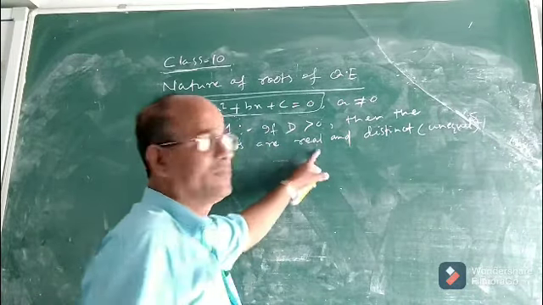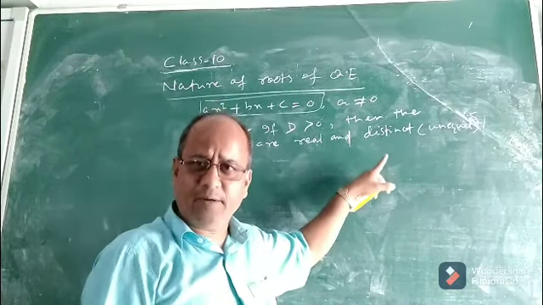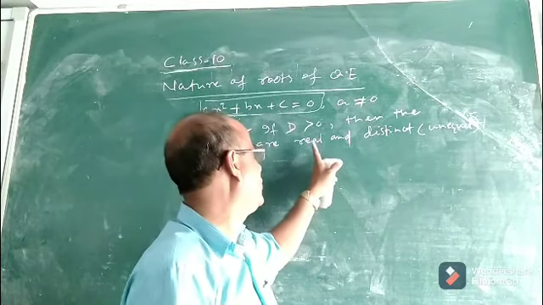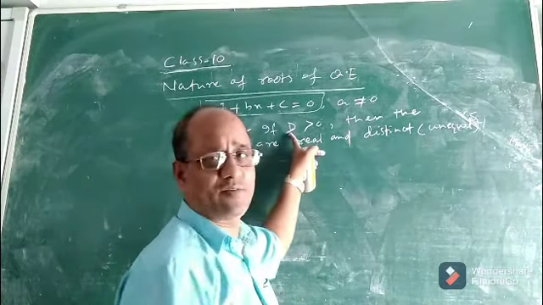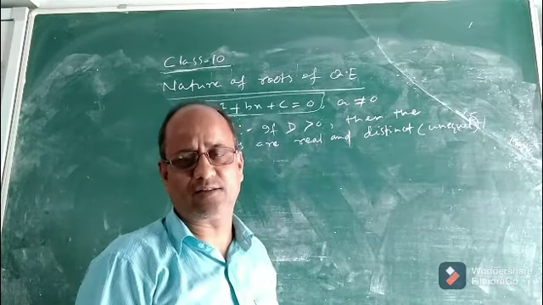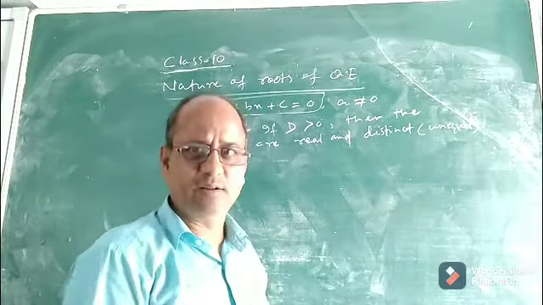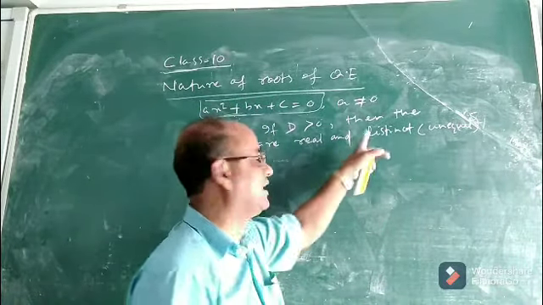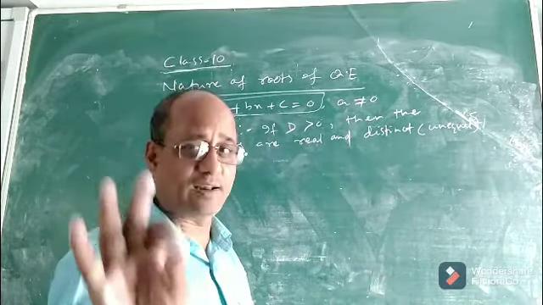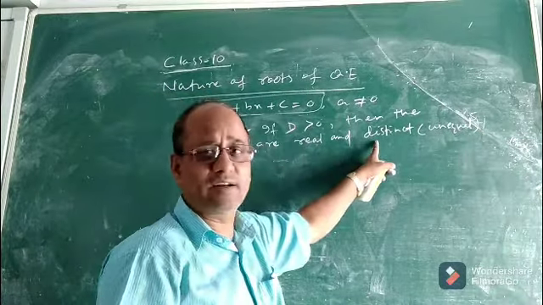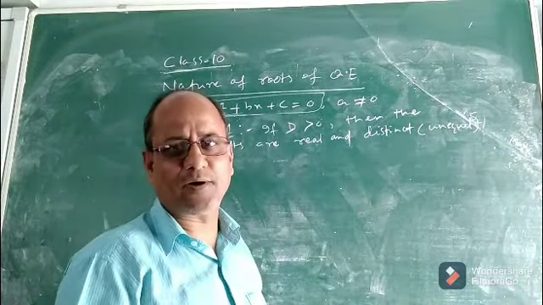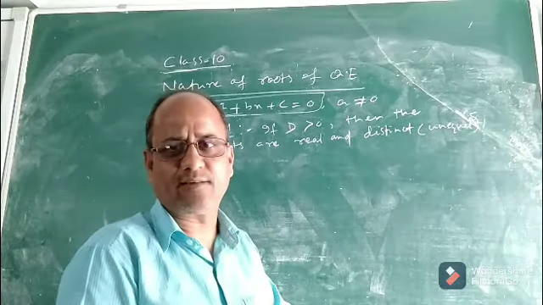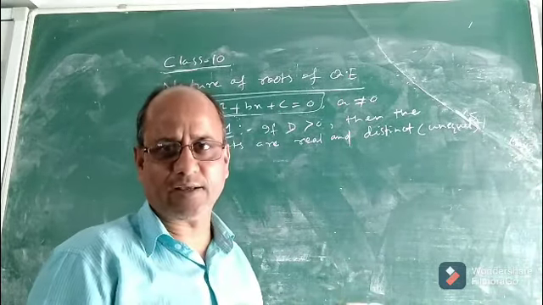So alpha and beta, the two roots of a quadratic equation, will be real and distinct if the value of the discriminant is greater than 0, that is, positive. You have to remember, if D is greater than 0, then the roots are real. Definitely the equation will have real roots, and distinct means different. You know how to find the different roots; I just told you the Sridhar Acharya formula, or quadratic formula.